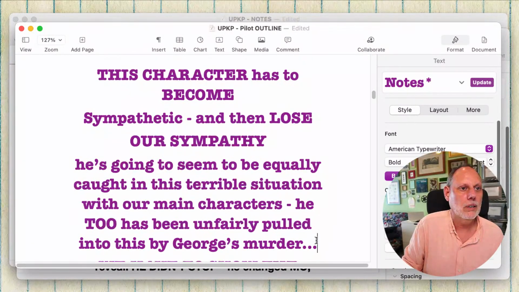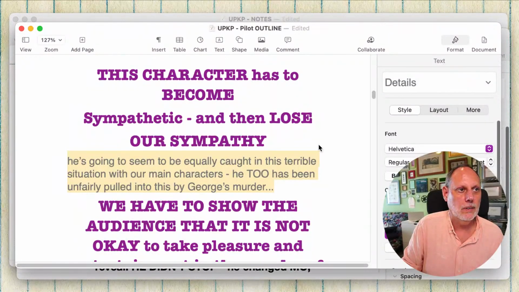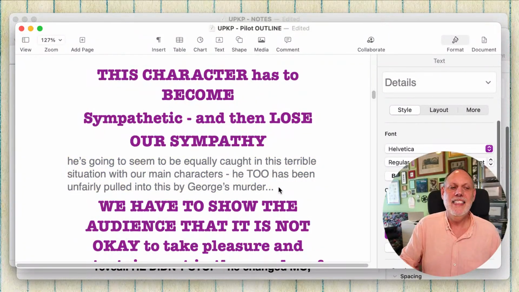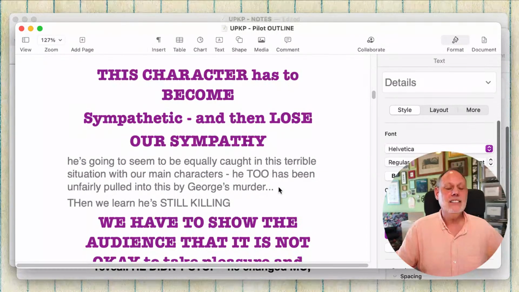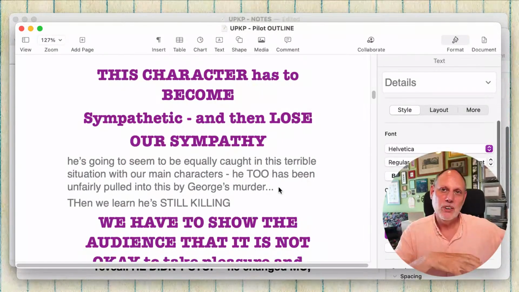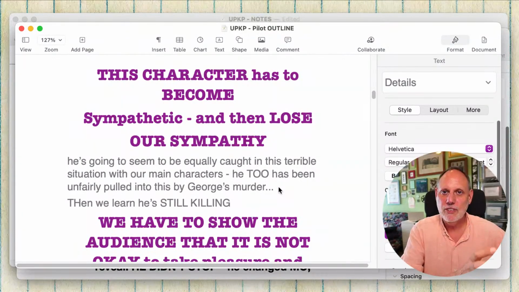And then we learn he's still killing. That's the thing. Somewhere around the midpoint, maybe a little later, we're going to discover that he never stopped killing. He just stopped poisoning. And therefore, our sense of him as a partner is going to be hard.